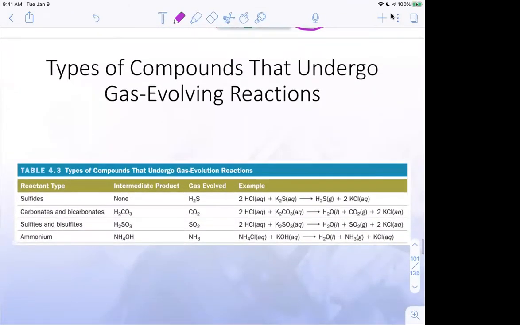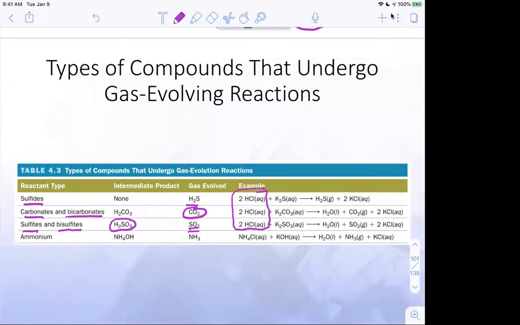So these are the reactions you need to know. This is a table from our book. Sulfides will produce H2S when they react with acids. Notice most of these are reacting with acids in order to form these gases. Carbonates and bicarbonates will form CO2 because I have that breakdown of the carbonic acid that's formed, the H2CO3. Sulfites and bisulfites will also break down. This is the intermediate product, and then what I get is SO2 and water.